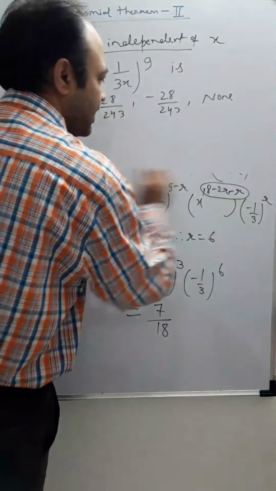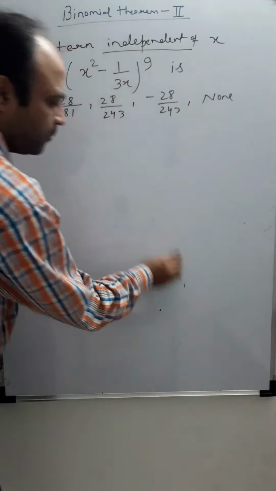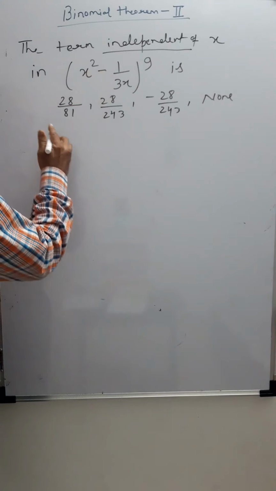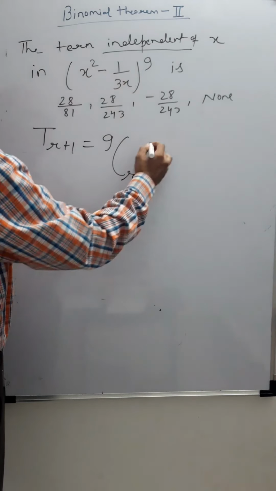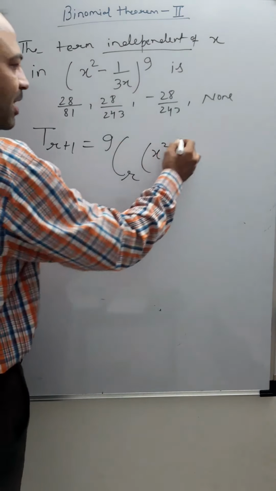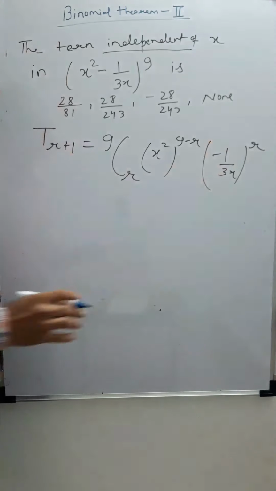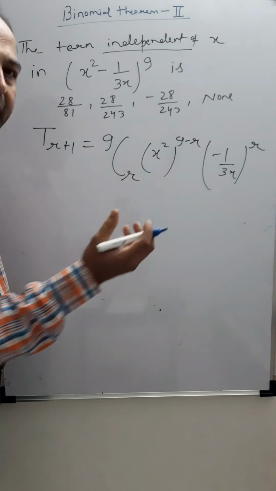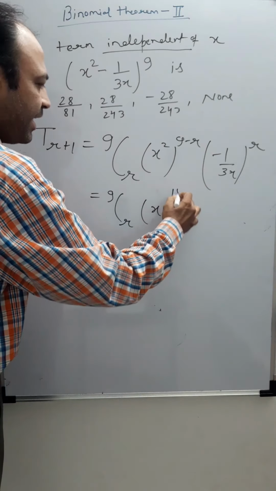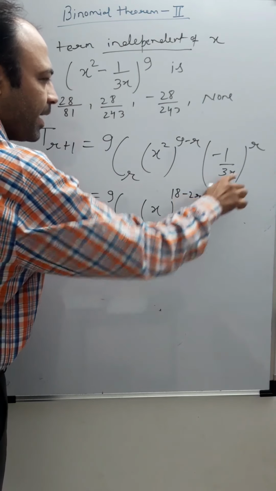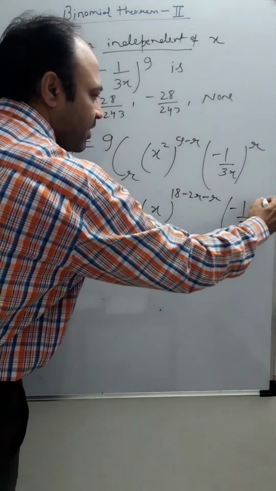So in the same sum, we'll get the T(r+1) term. For this expansion, we'll find T(r+1) first. So it is going to be 9Cr times x squared to the power 9 minus r, times minus 1 by 3x to the power r. Correct? Now, again we will accumulate the power of x in one place. So 9Cr x to the power 18 minus 2r, and from here x comes to the power minus r, left with minus 1 by 3 to the power r.